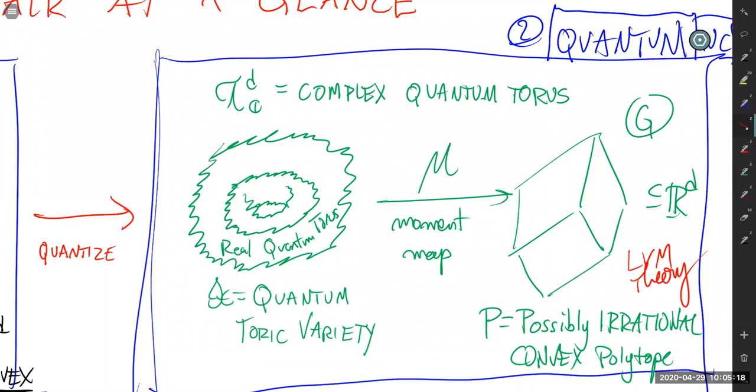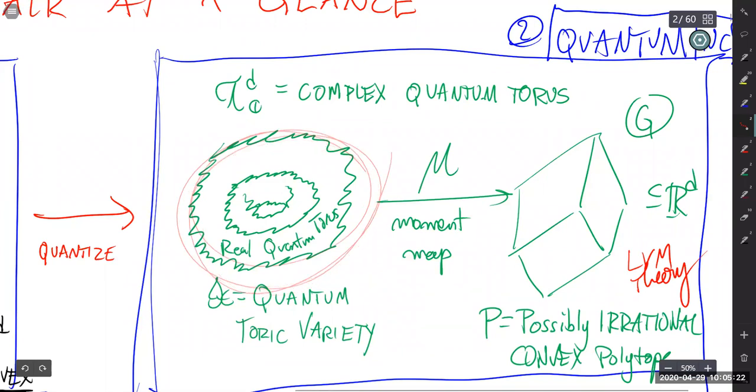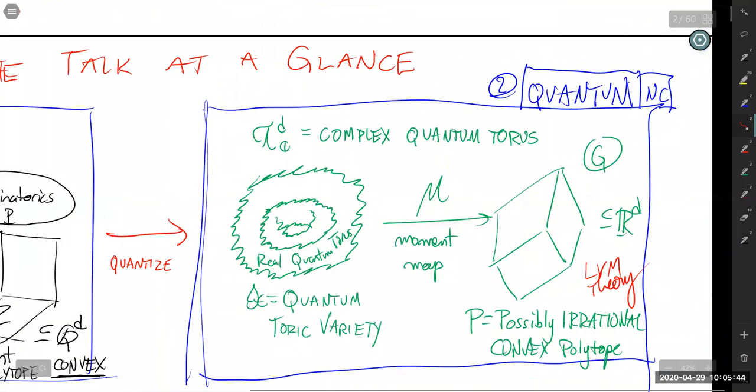When it is rational, the toric variety is a classical toric variety. When it is irrational, it is a non-commutative space. It is a quantum toric variety. And then the dense torus becomes a complex quantum torus, a non-commutative space. And that's that. Today we want to see this moment map. And today we also want to see this moduli space.